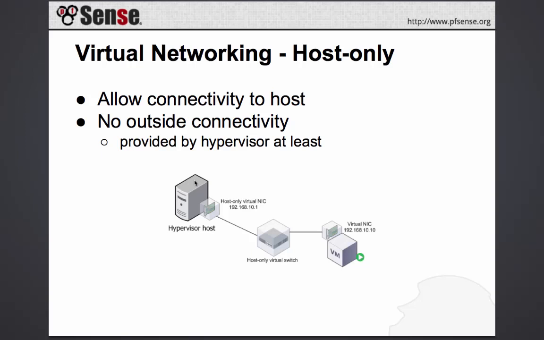And another type of virtual networking is host only. So that allows connectivity to the host, but there is no routing or anything outside of that that's provided by the hypervisor, at least. So with host only, there's a virtual NIC on the host OS, and it has an IP assigned to it. And then you have the host only virtual switch. And usually the hypervisors will enable a DHCP server by default on there to serve your VMs' IPs in that subnet. And then you'll be able to communicate from your host to all of your guests on that network, but no routing, unless you bring up a VM that actually does the routing for you.